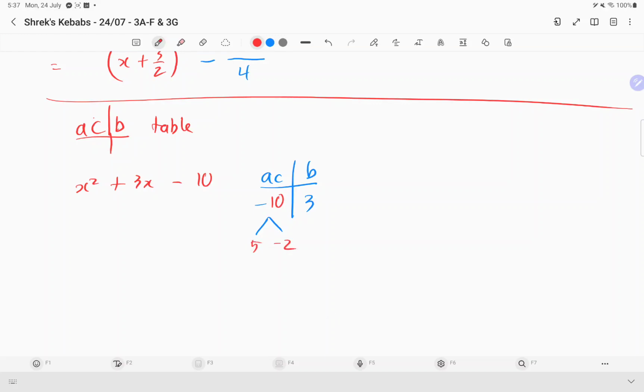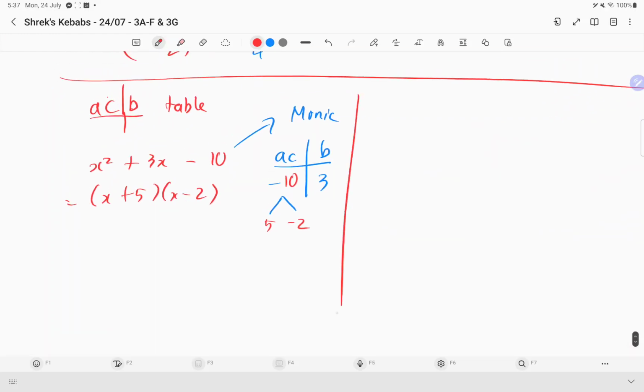Okay, and what type of quadratic is this? Monic. Monic, very good. Do your teachers tell you about monic and non-monic? Anyway, so to factorize it, that would be x plus 5 and x minus 2. Any questions? I love this side of quadratics.